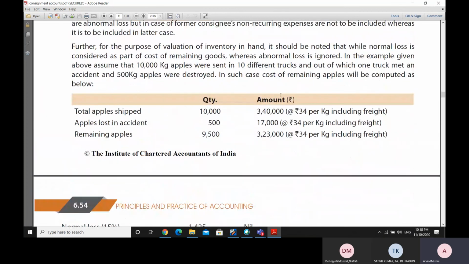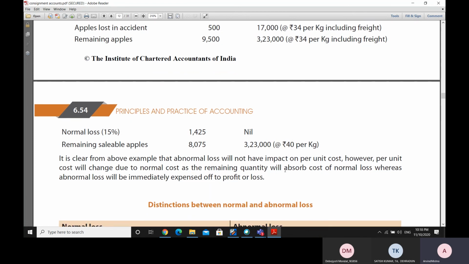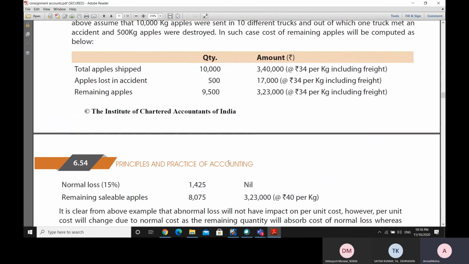So what we have calculated here is the cost of the remaining apples. Let us say that out of these 8,075 apples, 1,000 apples are remaining which are not sold. So they will be valued at the cost of rupees 40. So our cost of the remaining inventory in that case will be 40,000 rupees if 1,000 apples are remaining unsold. That is the impact of the normal loss and the abnormal loss. If any abnormal loss would have happened, there would have been no change in the cost.